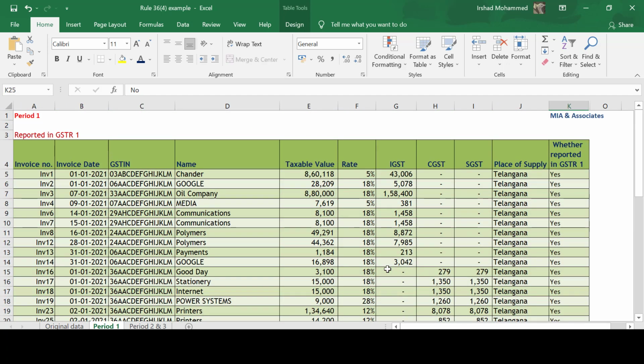So this exercise needs to be performed for the purpose of computing the eligible ITC under Rule 36(4). This data is arrived at based on the invoices reported or not reported in 2B or 2A. So this exercise is a separate exercise, and this data is not available automatically.